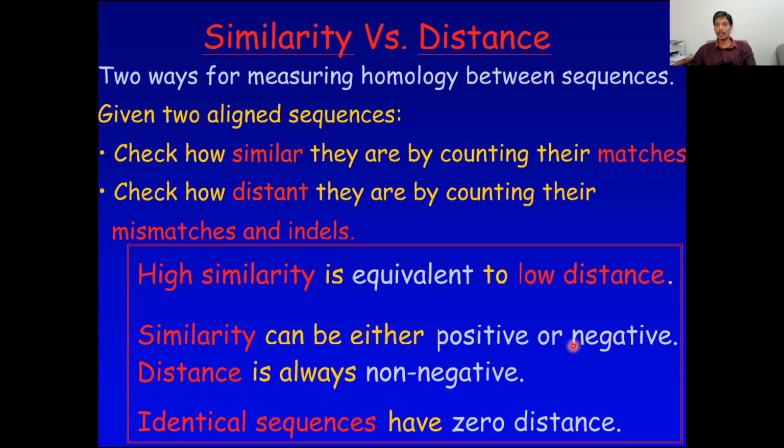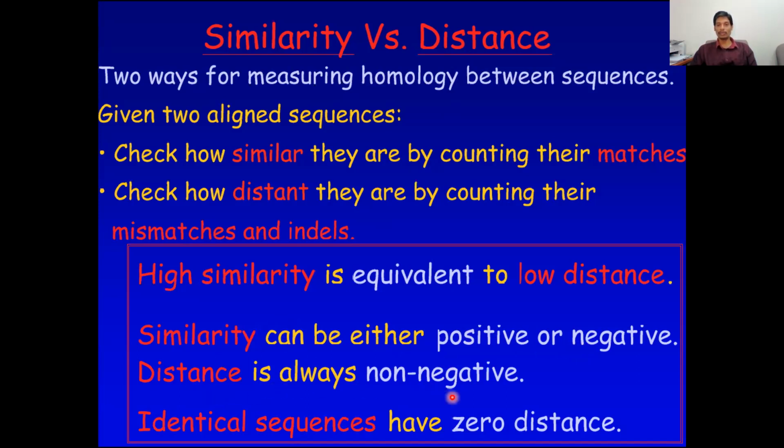Similarity can be either positive or negative. When you are giving a similarity score, just now we have given the score, right? What we have given is matches this much, mismatches this much, and indels this much. Indels and mismatches usually get a negative score, and matches a positive score. And when you summarize all those things, you may get a negative score or a positive score. Just now, of the alignments, one got a negative score and two got a positive score.